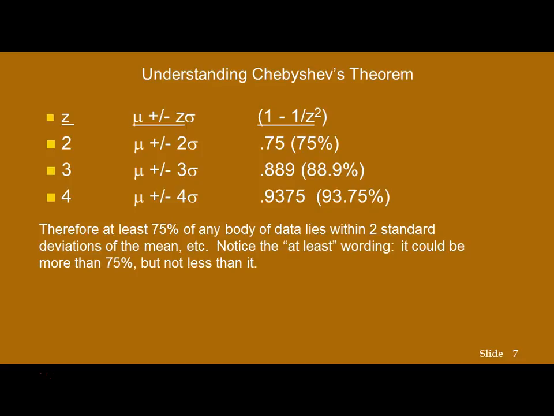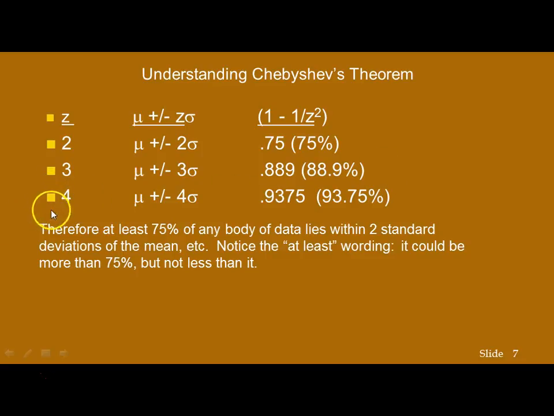If you took the students in your room and considered their heights as a population of values, at least 75% of the students have heights that are within 2 standard deviations of the mean height in the room. Let z be 3, so we're considering the interval 3 standard deviations around the mean. 3 squared is 9, 1 minus a ninth is 8/9, or in decimals, 0.889. In percentage terms, 88.9%. So at least 88.9% of any body of data is within 3 standard deviations of the mean.